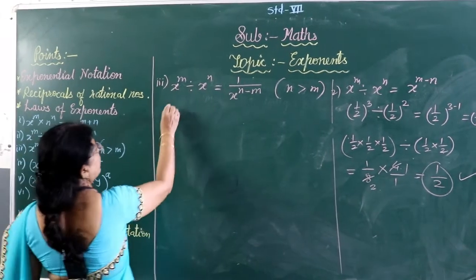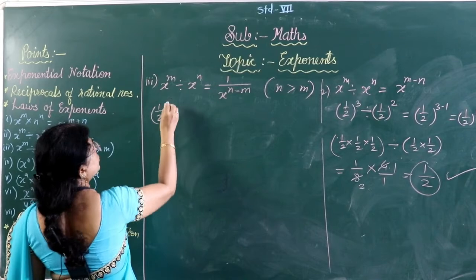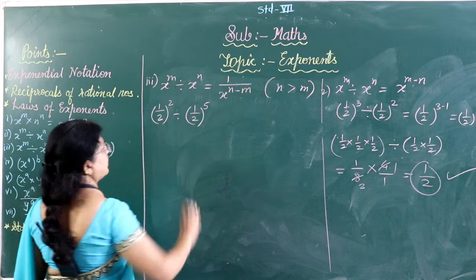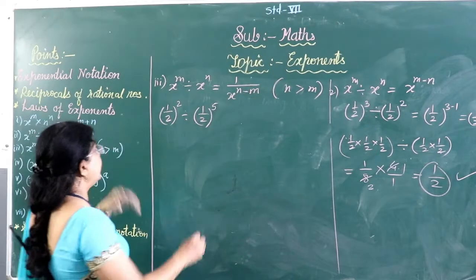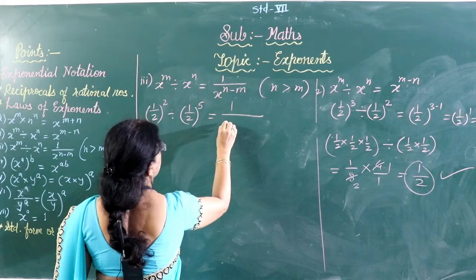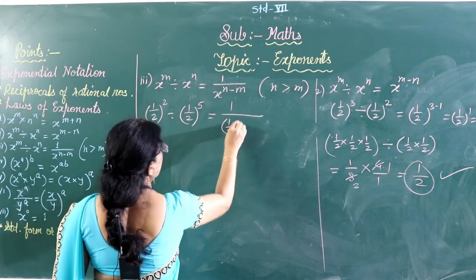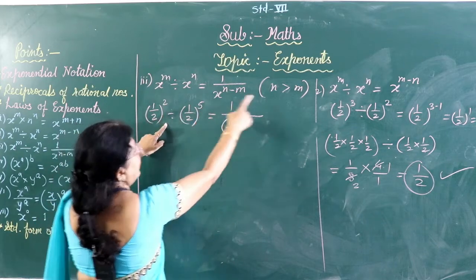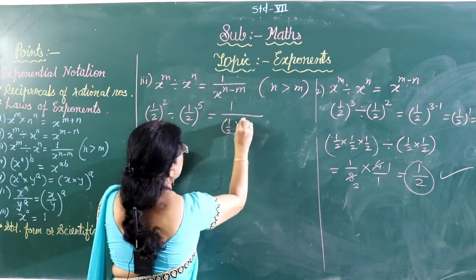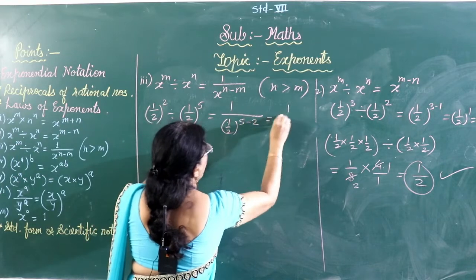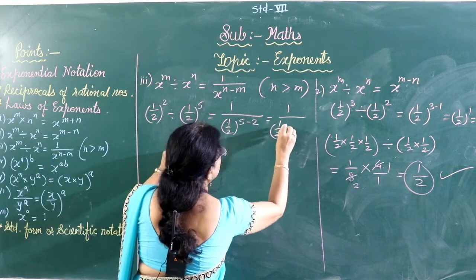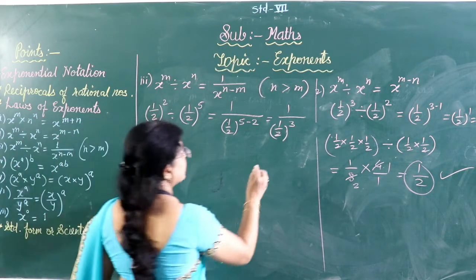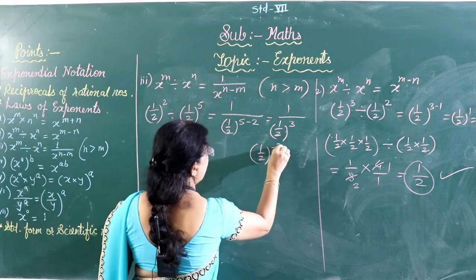For example, 1 upon 2 raised to 2 divided by 1 upon 2 raised to 5, right? Then how will you write it? Equals 1 upon 1 upon 2, 1 upon that raised to the power. This is m, this is your n, and n is greater than m, so here will come 5 minus 2, means 1 upon 1 upon 2 raised to 5 minus 2, 3. This can be written as 1 upon 2 raised to the power minus 3.